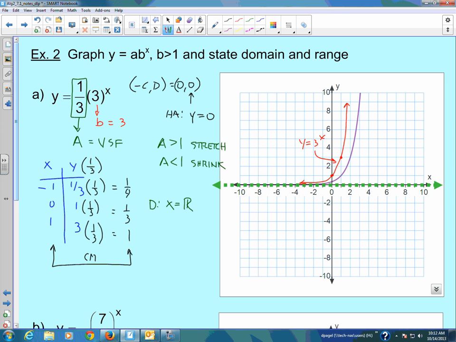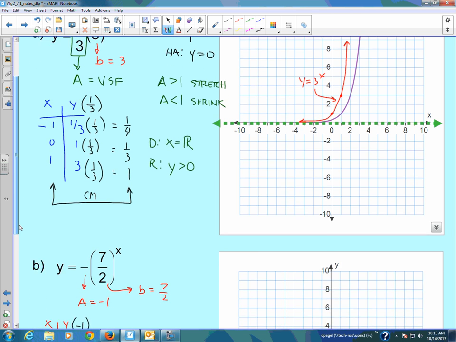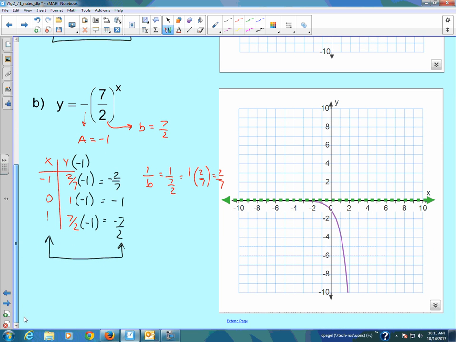Now, in terms of the range, we said that it was determined based on the horizontal asymptote. And if your graph is above the horizontal asymptote, we would be greater than. So in this case, it would be y greater than 0 for that function. This function, however, we had a horizontal asymptote where my graph was below. So domain, still the same thing. But range says, now I have all y values that are negative. So I have to say y is less than 0.